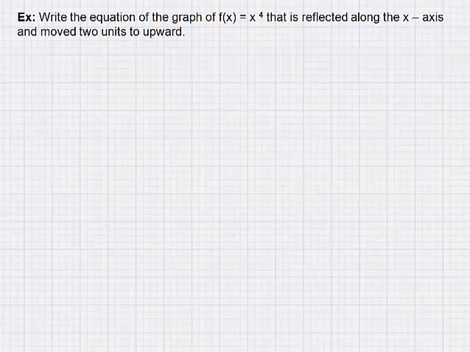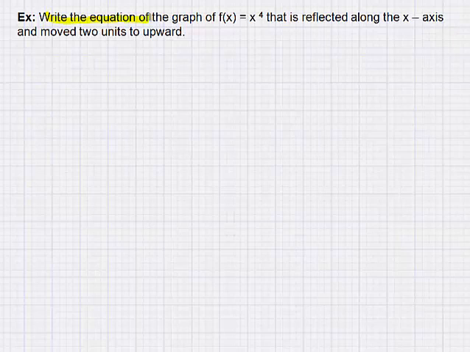So let's look at this problem. This problem's a little different in that you're not actually graphing this particular one, but you're writing what the function would be after you make the changes. So it says, write the equation of the graph f of x equals x to the 4th that is reflected along the x-axis and moved 2 units upward. So it's reflected over the x-axis. That means there's a negative multiplied. Where is it multiplied?